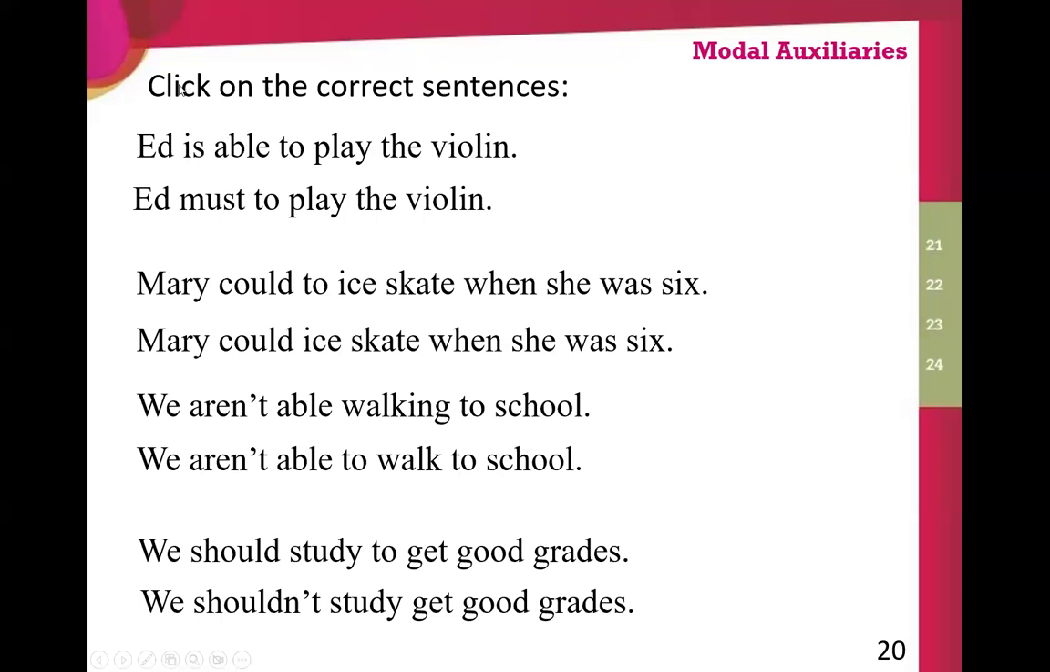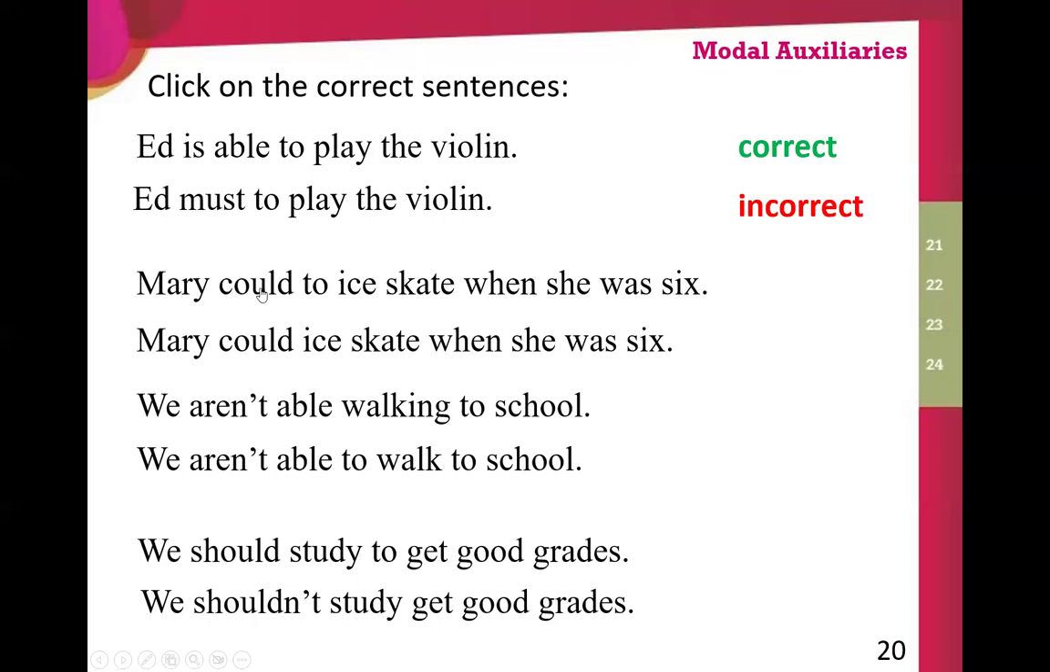The next one, I want to click on the correct sentence. Eid is able to play the violin. Or, he must to play the violin. Okay. The first sentence is correct. The second one is not correct. Why? Can you correct it? You can't use to after must. Must is followed by the infinitive form without to. So it must play. We should omit the preposition to.